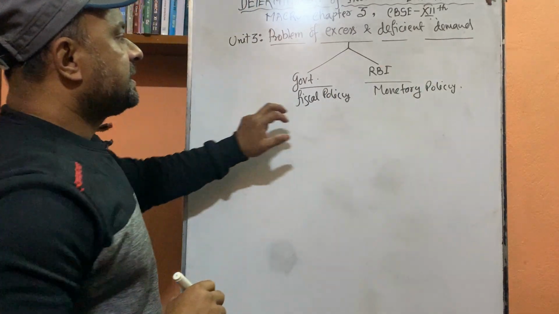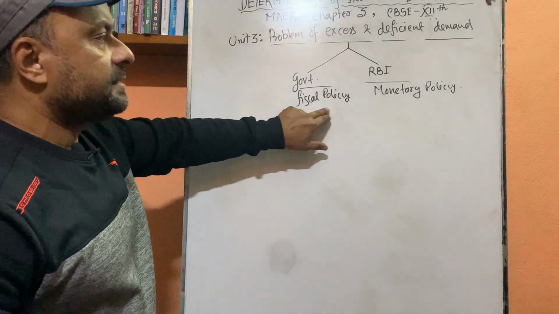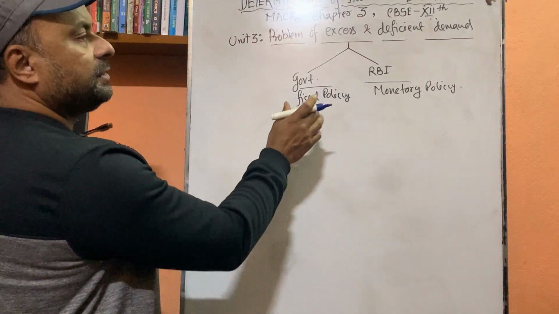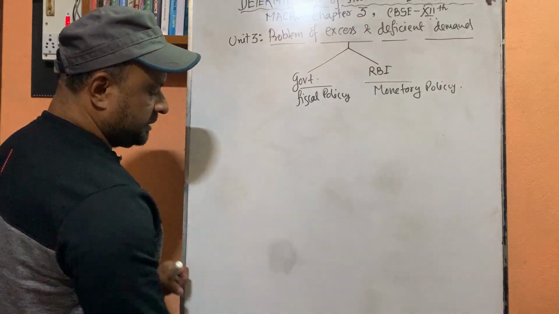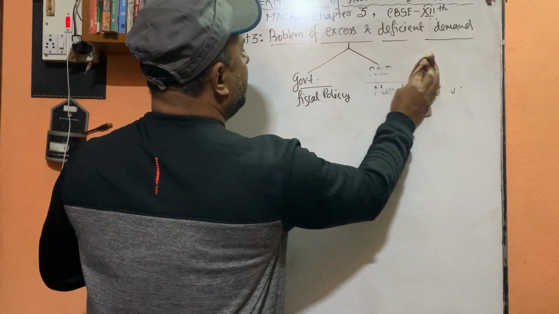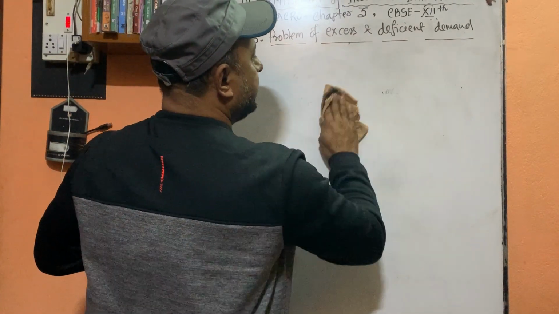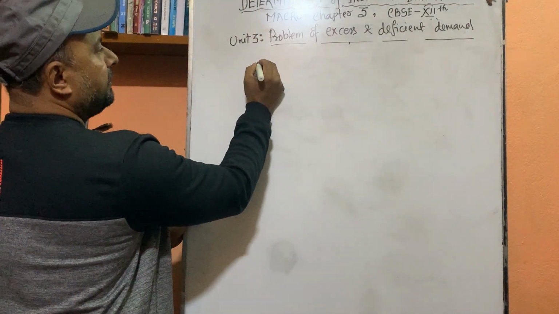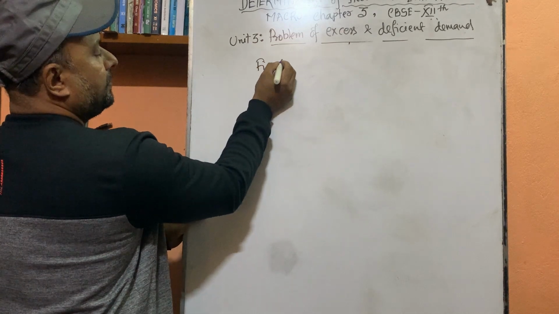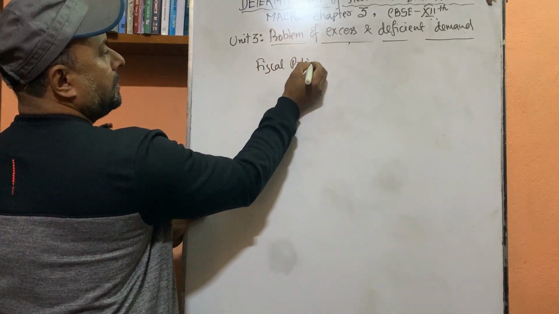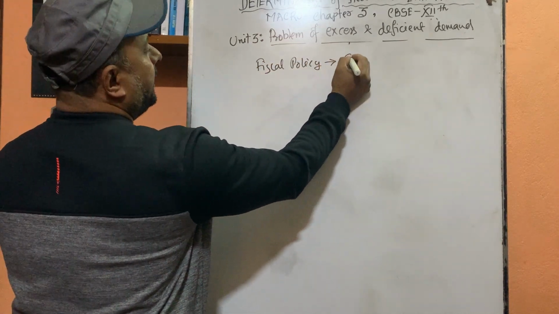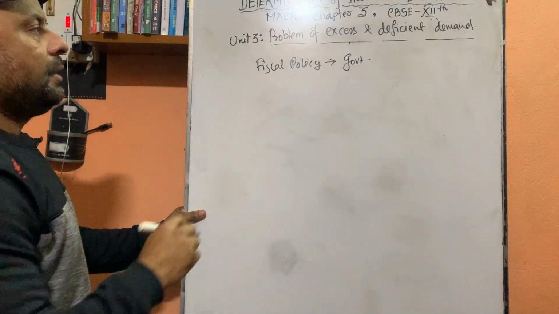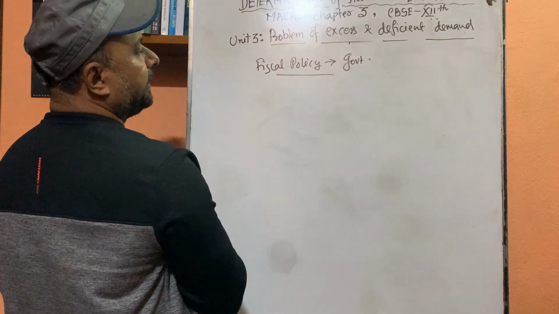In fiscal policy, there are 3 instruments. In monetary policy, there are 7 or 8 instruments. So let us start with fiscal policy, that is government policy: how the government can overcome the problem of excess and deficient demand through its policies. The policy adopted by the government of the country is fiscal policy. Now here 3 instruments are there.